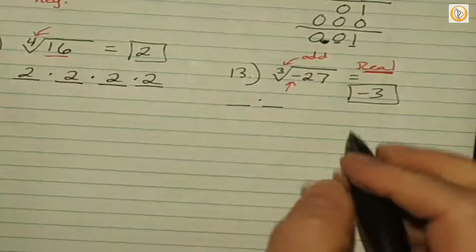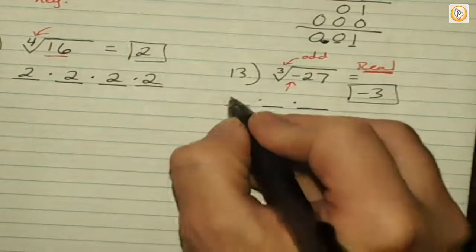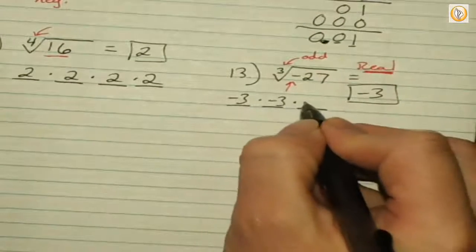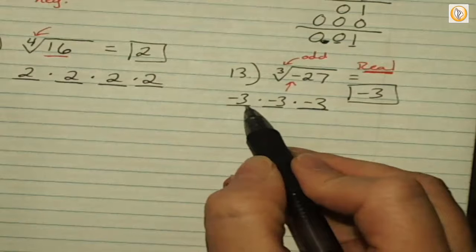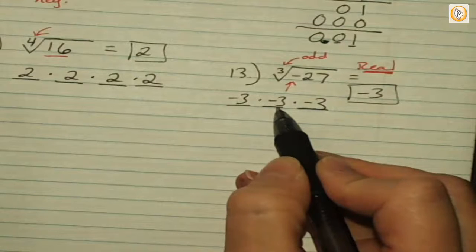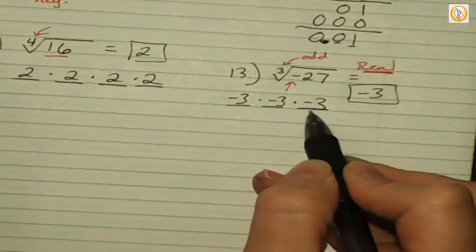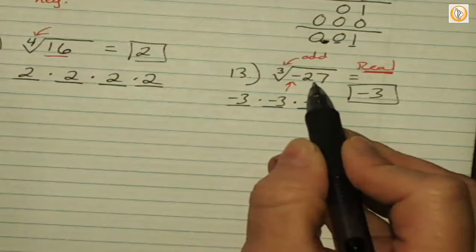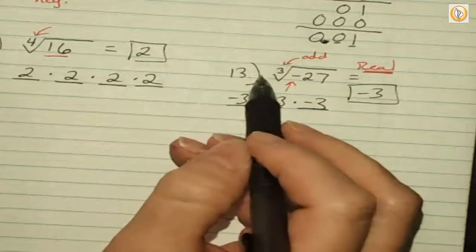I asked you to do this one right here, and you said no. You didn't even try. All right, so redeem. Negative 3 times negative 3 is a positive 9. Positive 9 times negative 3 is a negative 27.